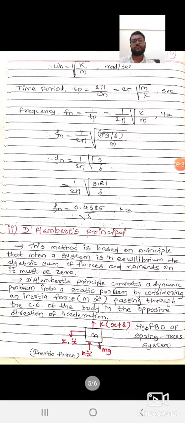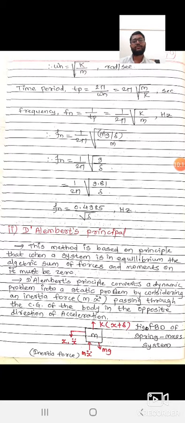So what is D'Alembert's principle? Students, this method is based on the principle that when a system is in equilibrium, the algebraic sum of forces and moments on it must be 0. Also, D'Alembert's principle converts a dynamic problem into a static problem by considering an inertia force mx double dot passing through the CG of the body in the opposite direction of acceleration.